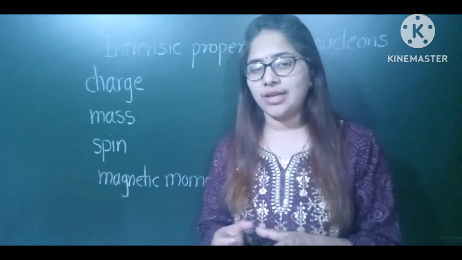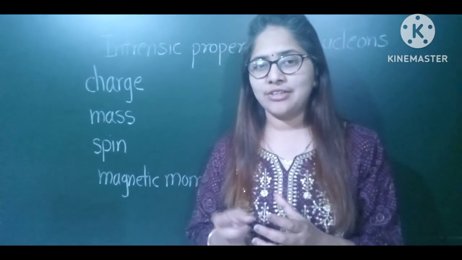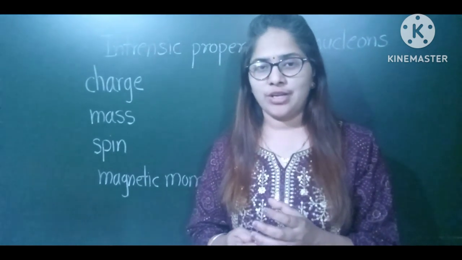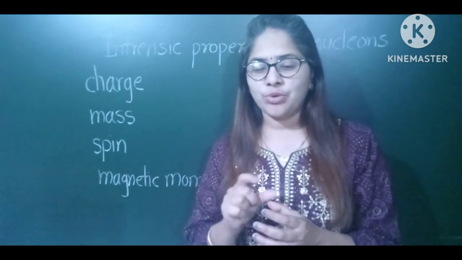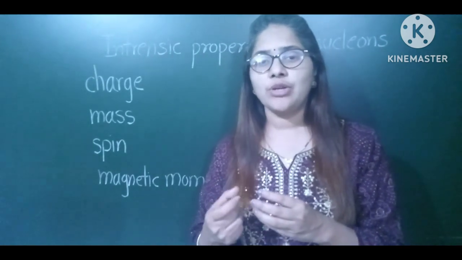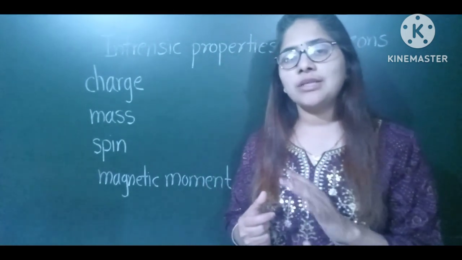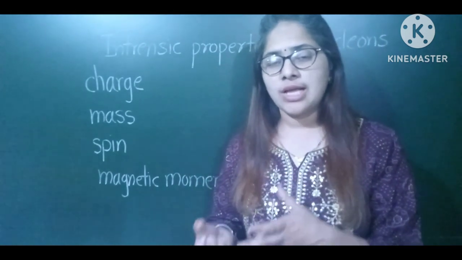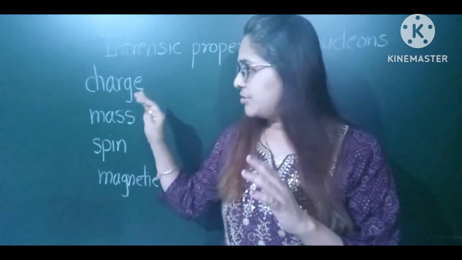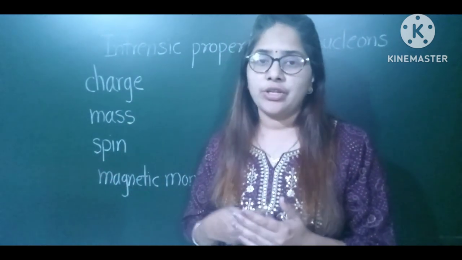Today we are going to see what are the intrinsic properties of the nucleons. Now we know that the atom is made up of a nucleus at the center and electrons revolving around it. The protons and neutrons present inside the nucleus are collectively called nucleons. So today we are going to see the intrinsic properties of these nucleons, like what is the charge, what is the mass, what is the spin, and what is the magnetic moment of the proton and the neutron.